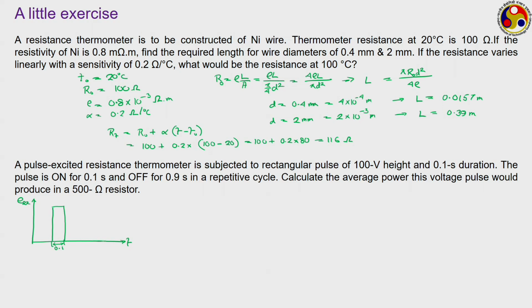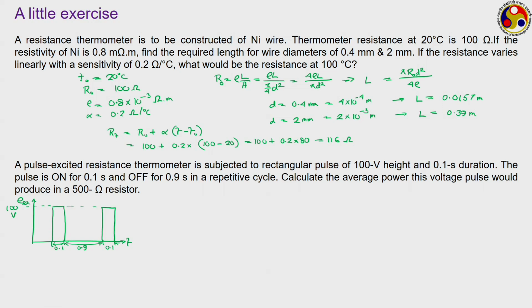0.1 second. Then if we say up to this is 0.9, nothing during this period, then again another rectangular pulse appears, which is again of the same duration, that is 0.1 second, and the height of each of these pulses is equal to 100 volt.